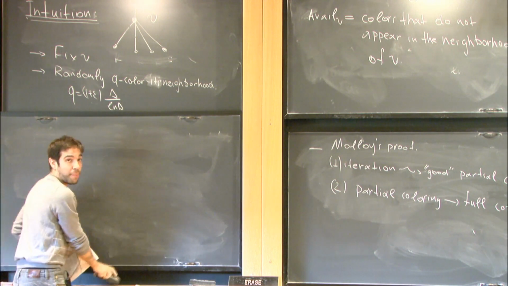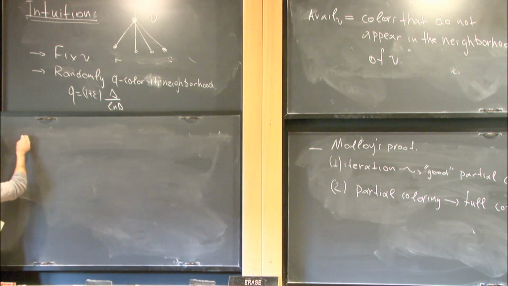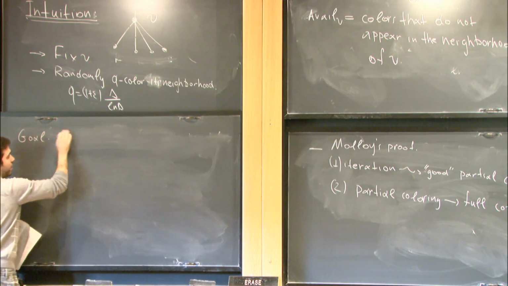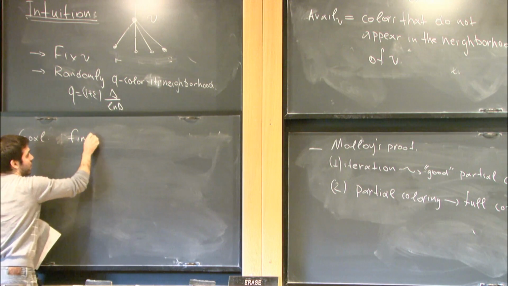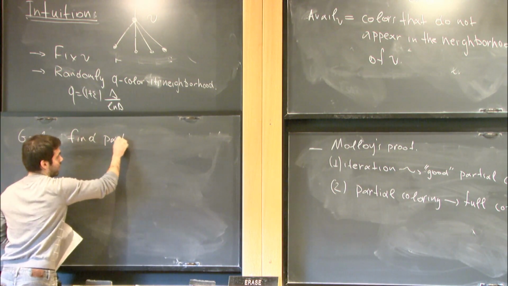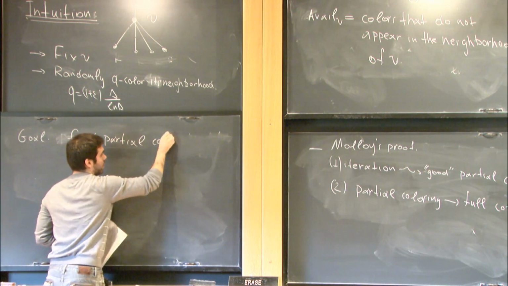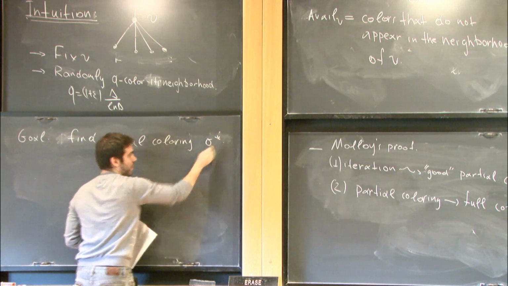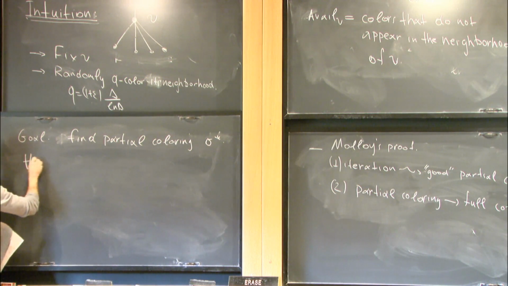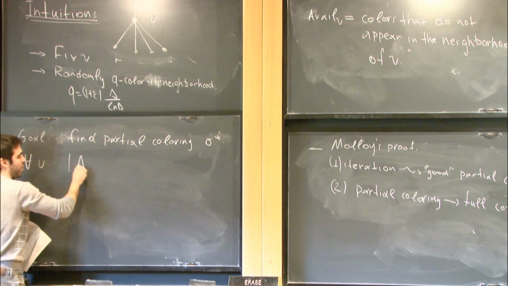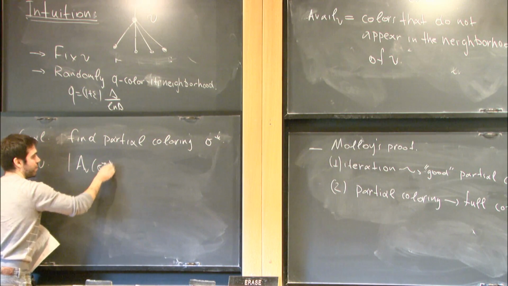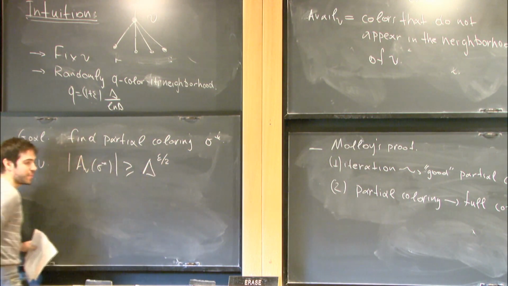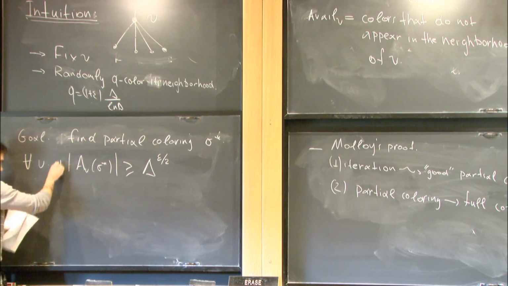So now you want to end up, you want to find a partial coloring, sigma star, for which, for every vertex, the number of available colors for the vertex is at least, let's say, this much. So this is the first thing you want.